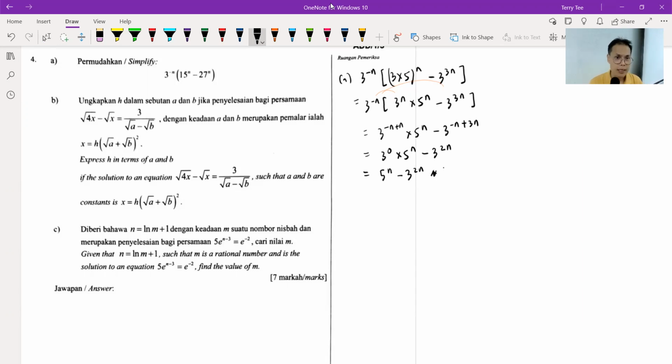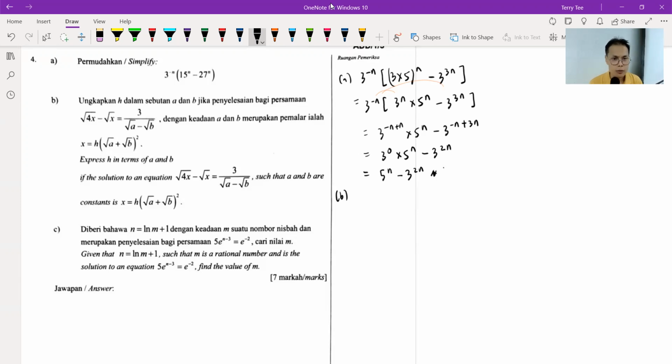So part B, they say express h in terms of a and b, given that the solution to this equation here is this. Okay, so this question is a bit unique, because indices and surds is actually something new in your new KSSM syllabus, and there are not many questions that you can find from the past year questions. And this part here, normally we should solve for x, but this is the case. You're supposed to express one unknown in terms of another.